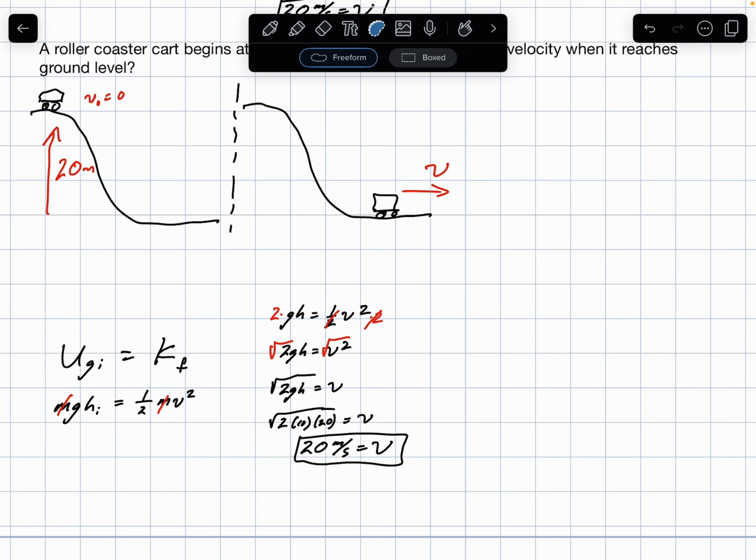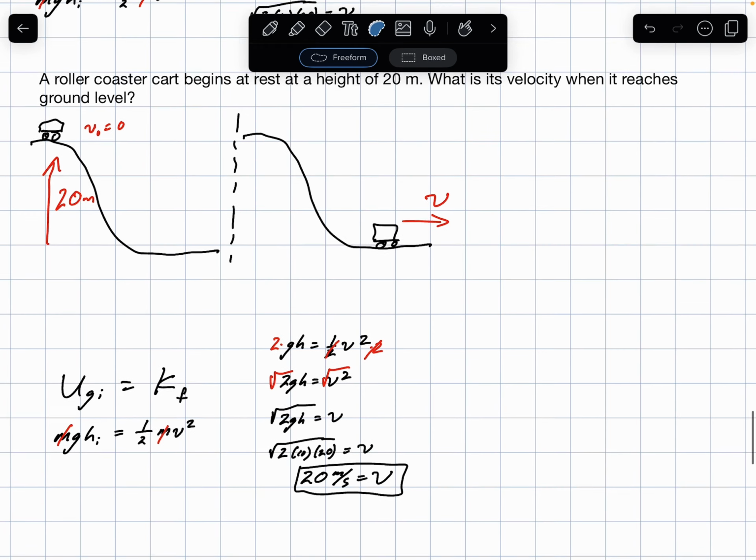Because it has all the same initial conditions. The initial velocity is 0. It has gravitational potential energy. At the end, it has kinetic energy and no gravitational potential energy. So it's the same equation. The initial gravitational potential energy equals the final kinetic energy. And I solve it the same way. And again, I don't need the mass. Everything works out to be the same.